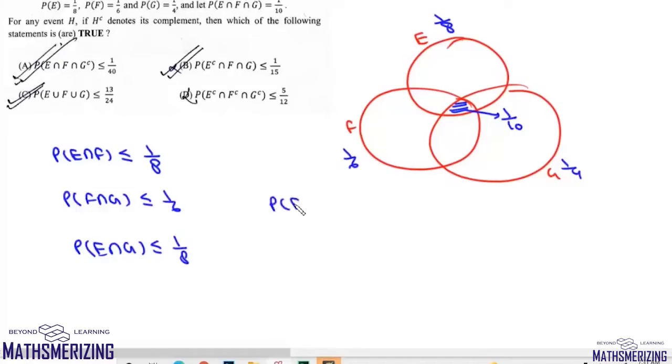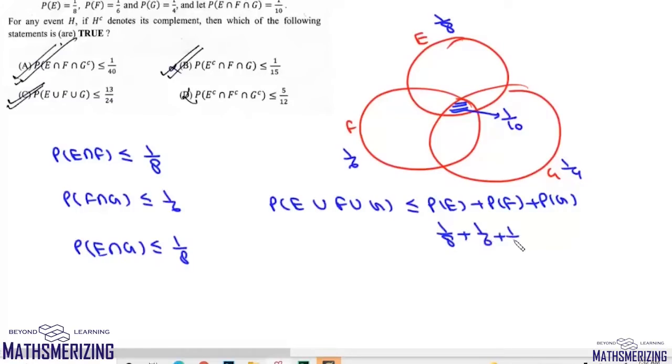Now if we look at the probability of E union F union G, we know that this probability will always be less than the probability of E plus the probability of F plus the probability of G. Now the probability of E is 1 by 8, F is 1 by 6 and this is 1 by 4. Now the LCM is 24, and we get 3, 4 and 6. So it will be simply 13 by 24. So this probability of E union F union G is less than or equal to 13 by 24, and that's your option C.